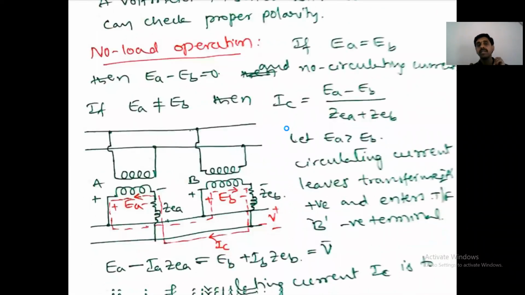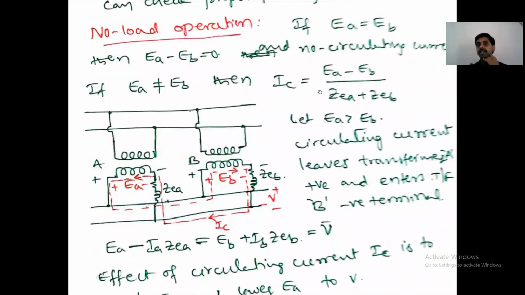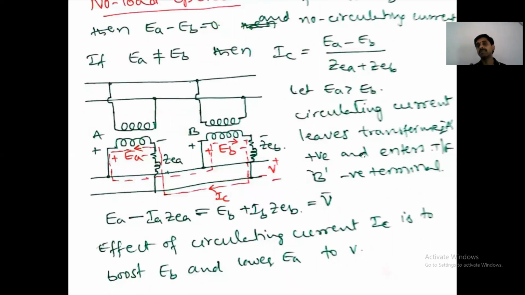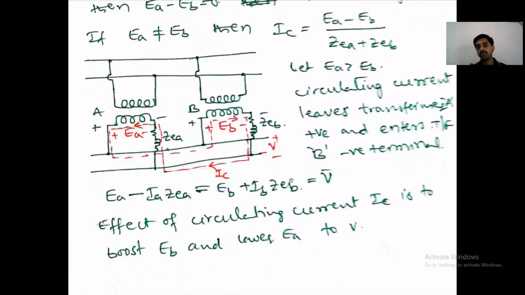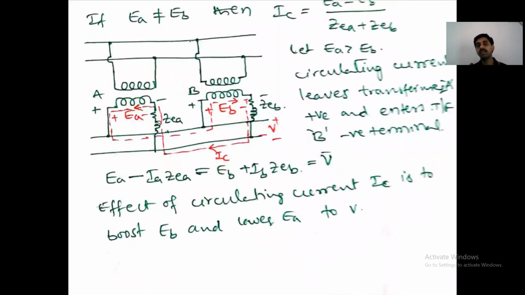We have already checked that. If EA is not equal to EB, then what happens? There is a circulating current. What is the circulating current? EA minus EB divided by ZEA plus ZEB. ZEA is the impedance of this part, ZEB the impedance of this part. If EA is greater than EB, the circulating current flows in this direction. That means I1 is greater than I2. So we have EA minus IA into ZEA is equal to EB minus IB into ZEB, which is equal to V. We can equate.